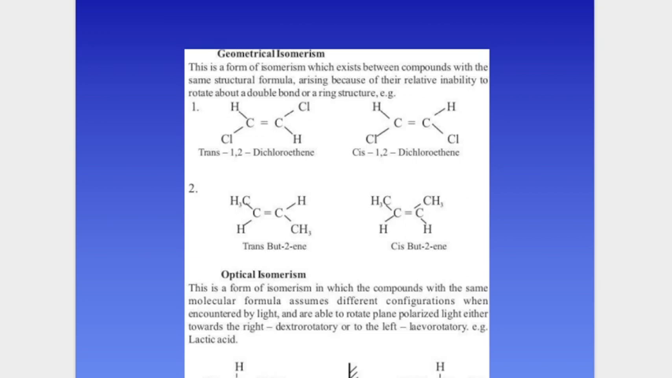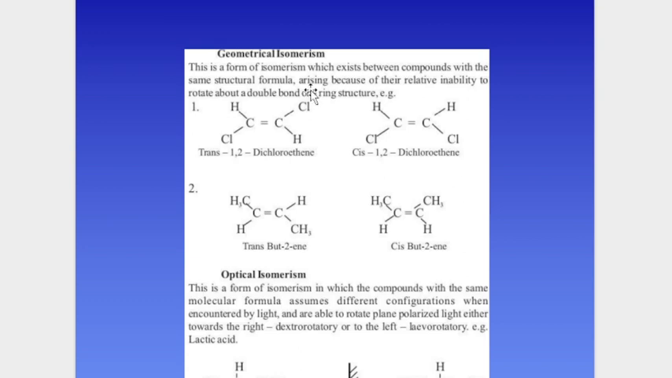So the next form of isomerism we're going to talk about is geometric isomerism. This is a form of isomerism which exists between compounds with the same structural formula, arising because of their relative inability to rotate about a double bond or a ring structure. The emphasis of geometric isomerism is that it occurs mostly where you have a double bond. Now, the types of geometric isomerism include your trans geometric isomerism and your cis geometric isomerism.